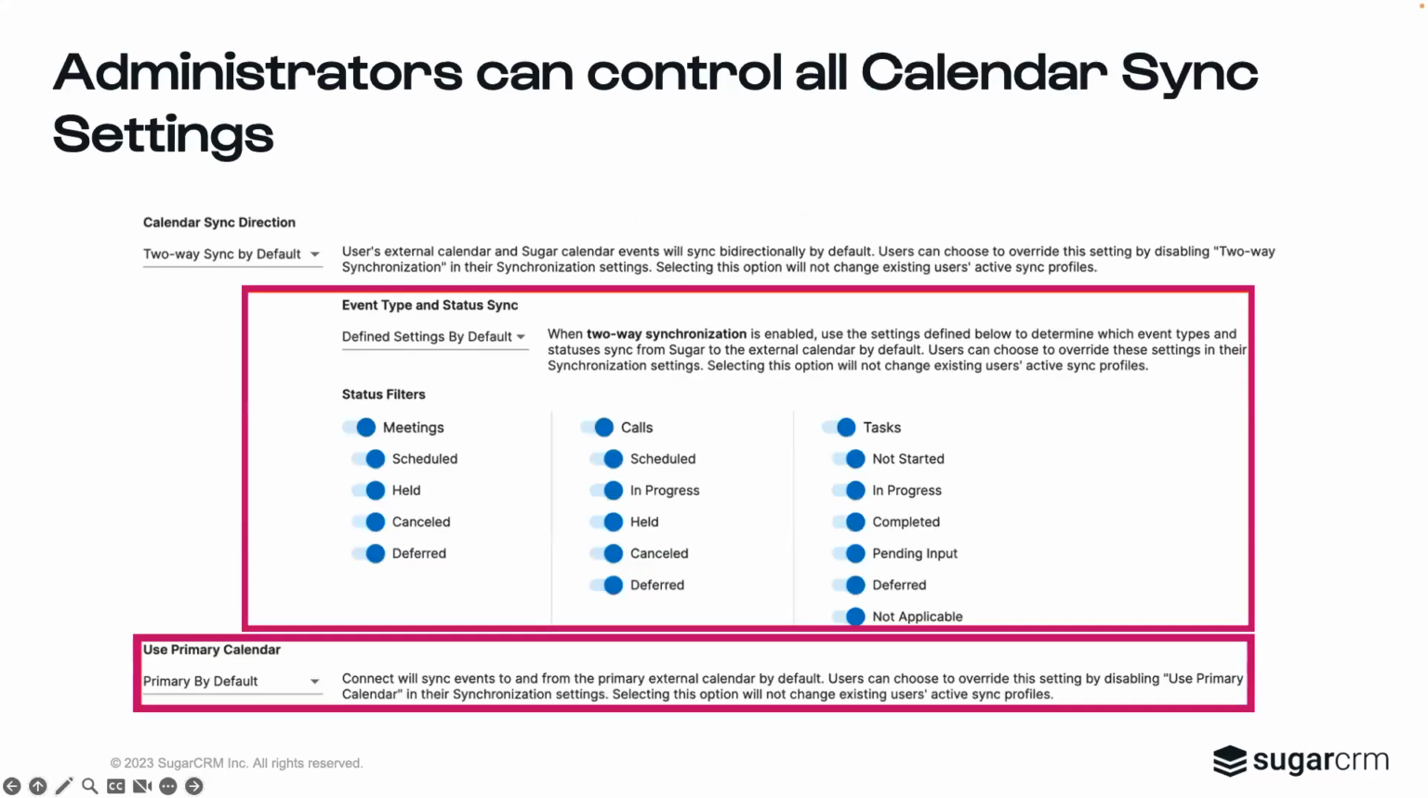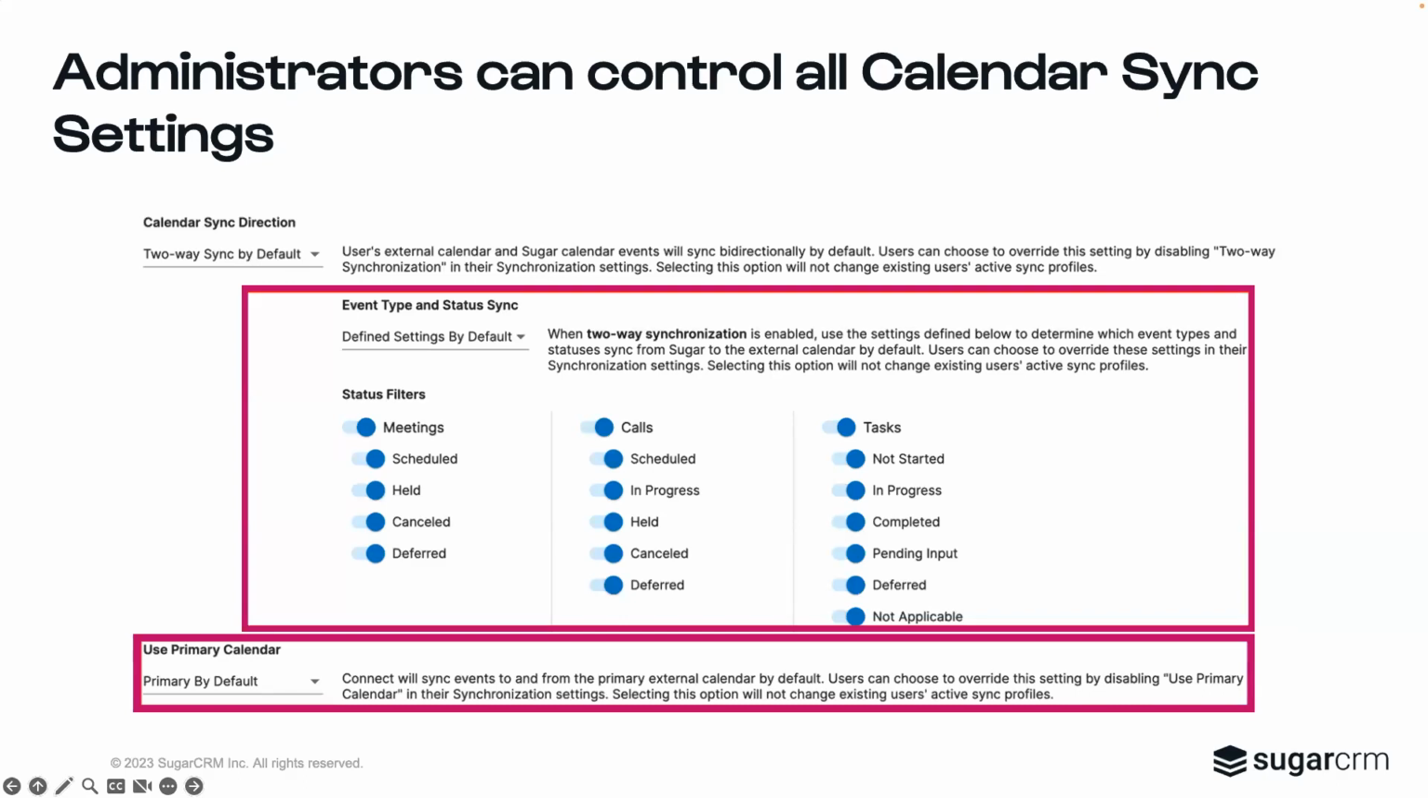Next, we've got the ability for admins to define a policy for all user calendar sync settings. What that means, and what you're seeing on the screen here, is that as system admins, if you are trying to set up or control the way that your users are syncing calendar information from Connect into Sugar, you now have the ability to choose, for meetings for instance, what types of meetings are going to sync, what types of calls, what types of tasks, so what status they're in.